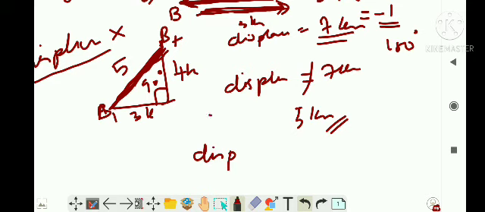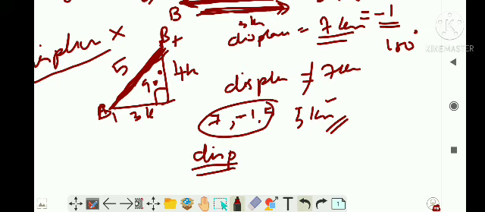So I can say the displacement changed. Initially the displacement is 7, then it became minus 1, then it became 5 kilometers here, right? So displacement changed according to the angle between what? 3 kilometers and 4 kilometers. Or I can say the direction has changed. So as the direction has changed, the value of displacement has changed.